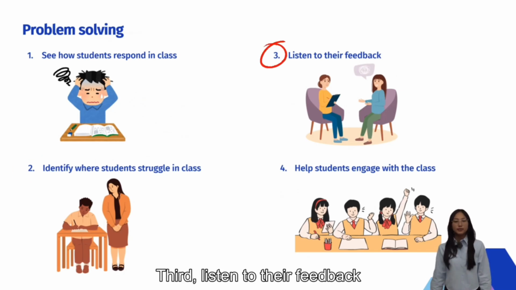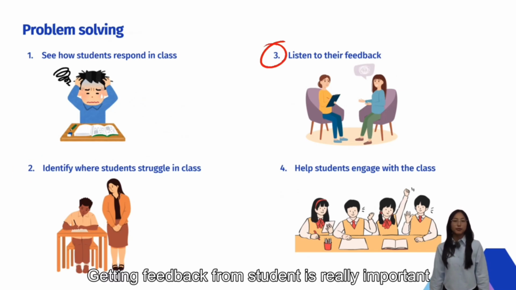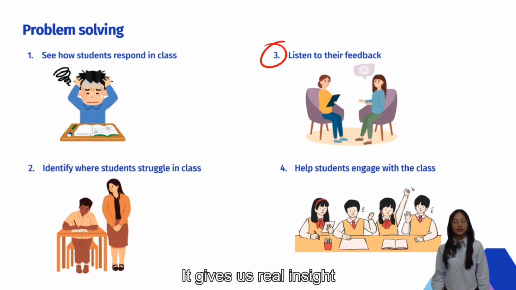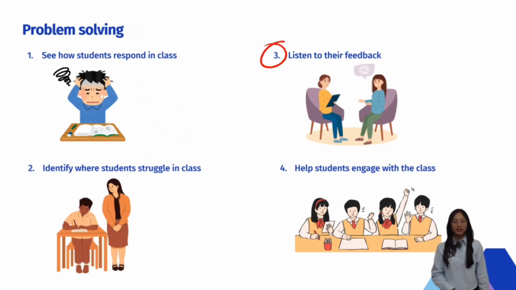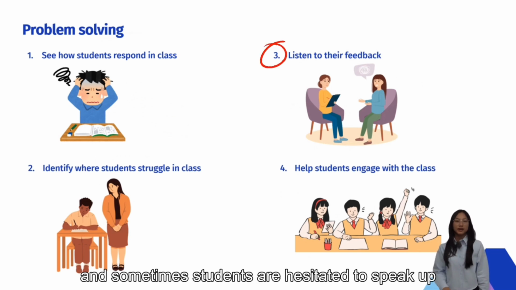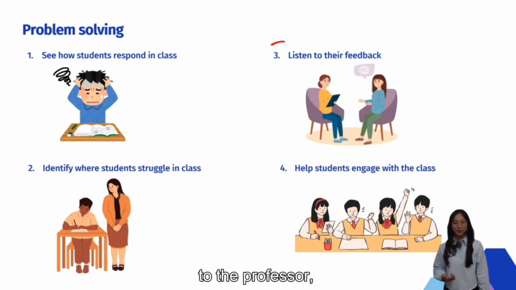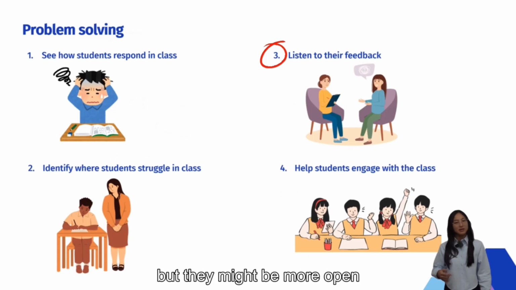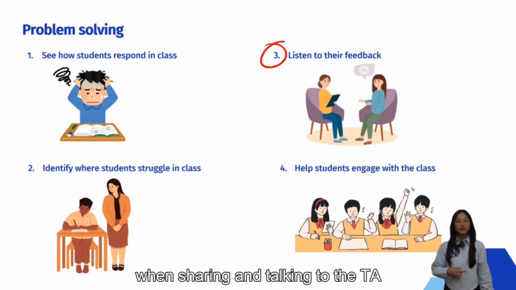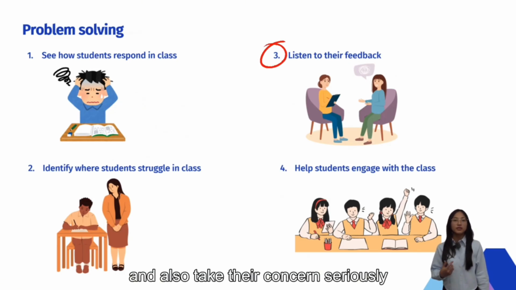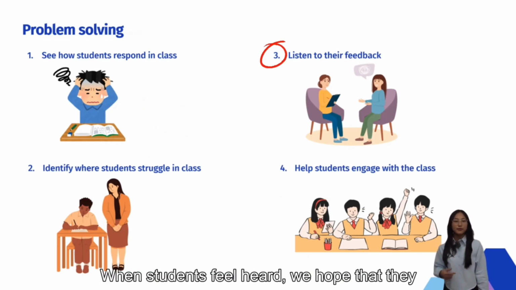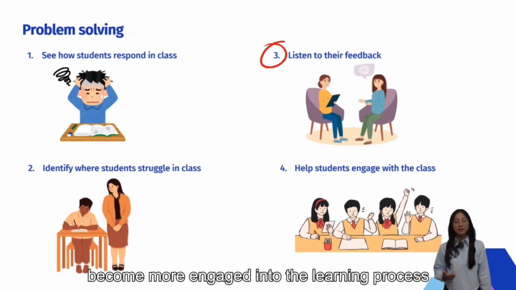Third is listen to their feedback. Getting feedback from students is really important. It gives us real insight into how they experience the class. And sometimes students hesitate to speak up to the professor, but they might be more open when sharing and talking to the TA. That's why we need to listen carefully to them and also take their concerns seriously. When students feel heard, we hope that they become more engaged in the learning process.